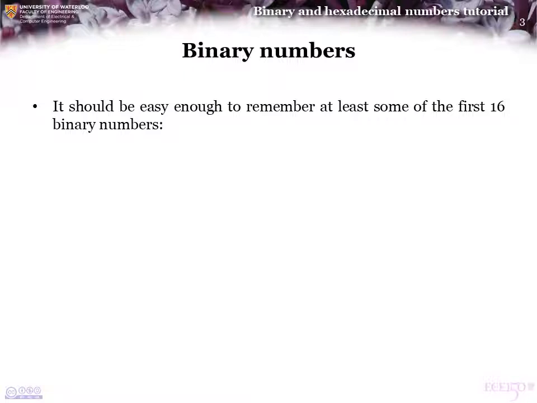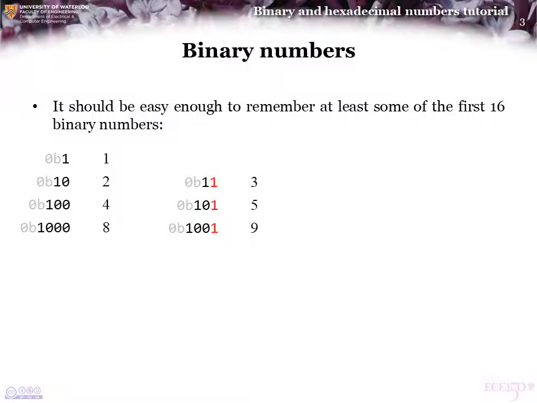It should be easy enough for you to remember at least the first few binary numbers. For example, powers of 2 are just 1 with 0 or more zeros after it. So 2 to the 0 is just 1. 2 to the 1 is a 1 with 1 0 after it, or 2. 2 to the 2 is 1 with 2 zeros after it, and 2 to the 3 is a 1 with 3 zeros after it. So 1 0 0 0 is 8.